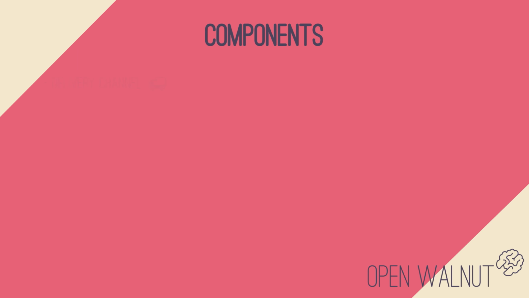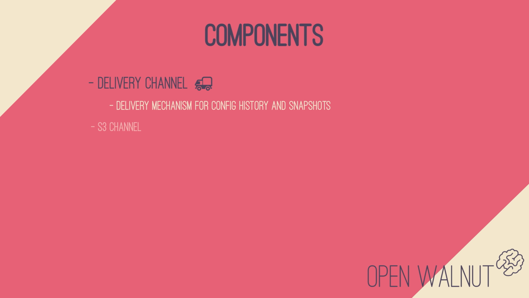The last component we are going to discuss is delivery channel. This is a configuration that specifies the delivery mechanism for configuration history and configuration snapshots. There are two main delivery channels, S3 bucket and SNS topic.